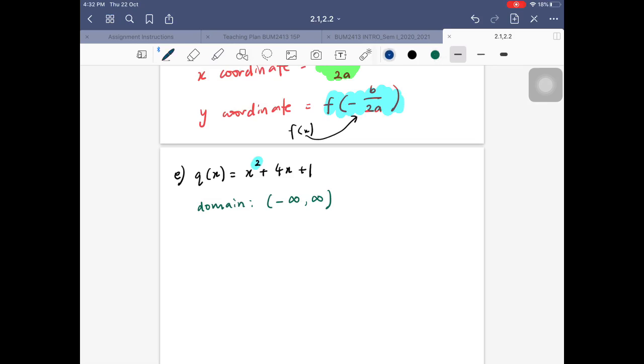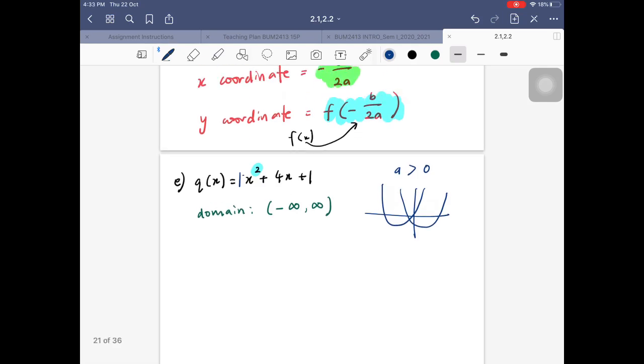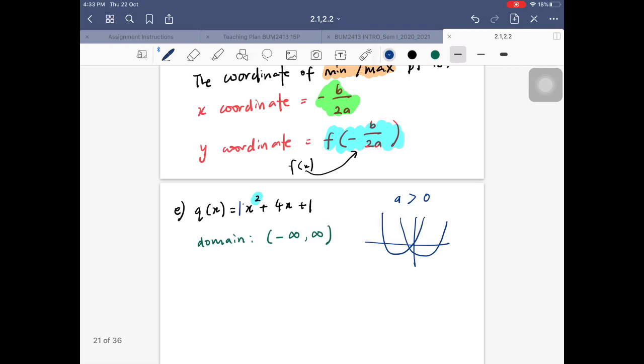And then next I'm going to find the minimum value, because for this case my a value is going to be 1, and I know that when a is greater than 0, it's going to be a smile graph. I don't know whether it's going to be this way or that way. Now we will know by actually finding the minimum value and figuring out where it is. So now I'm going to start finding the minimum value.